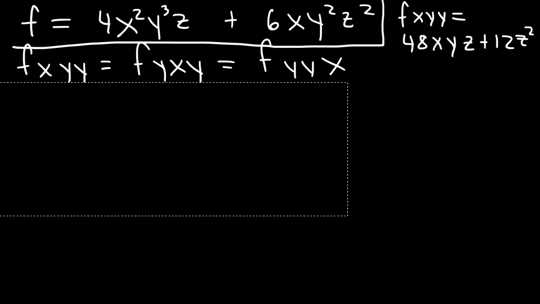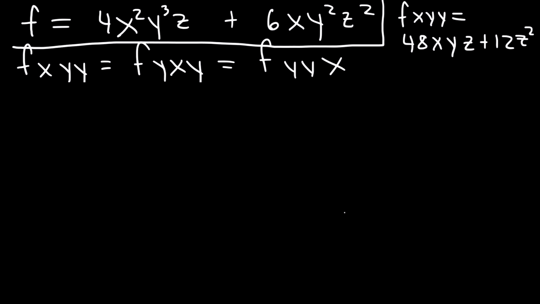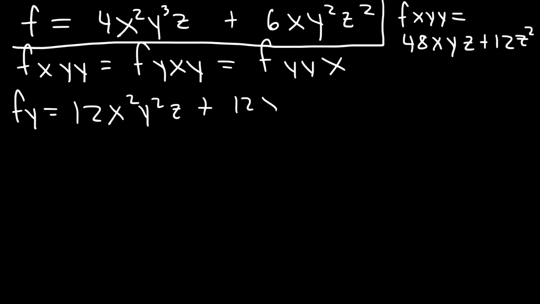So now let's find fyxy. So first let's find fy. The derivative of y cubed is 3y squared times 4. So that's 12x squared y squared z. And the derivative of y squared is 2y times 6, which is 12xy z squared.